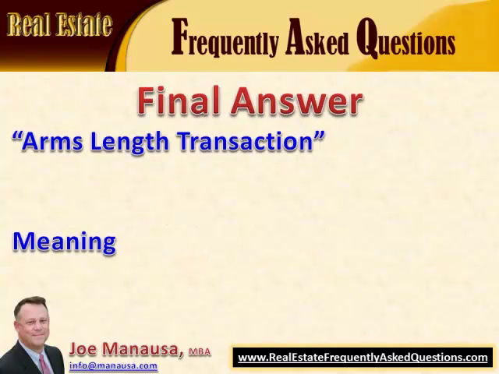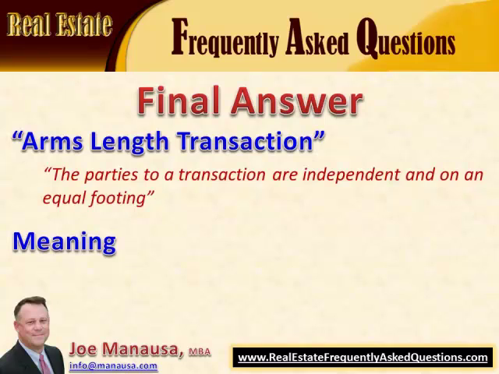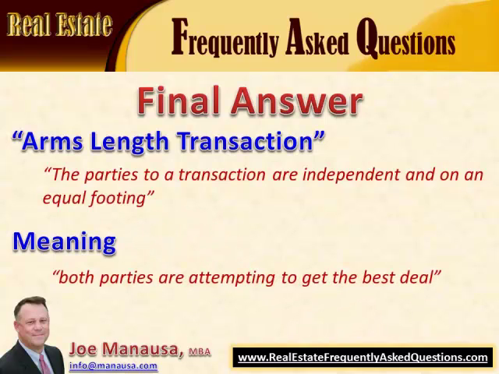So what is my final answer? It is arm's length when the parties to a transaction are independent and on equal footing. And this means both parties are attempting to get the best deal.